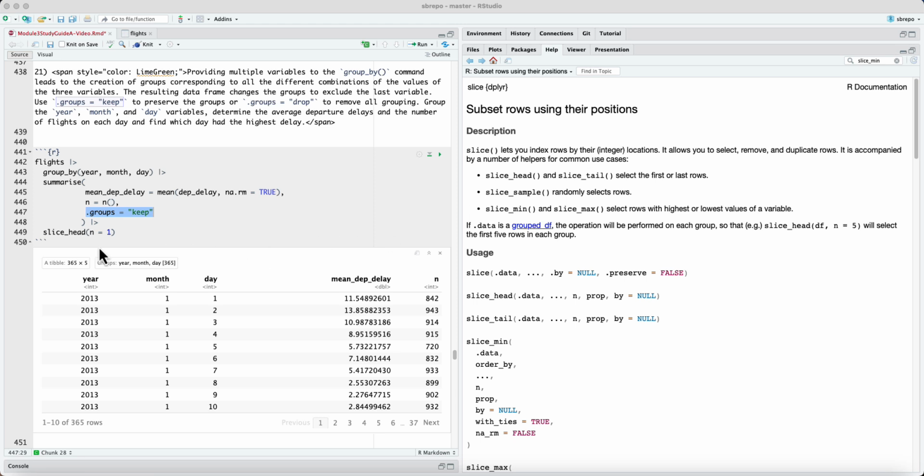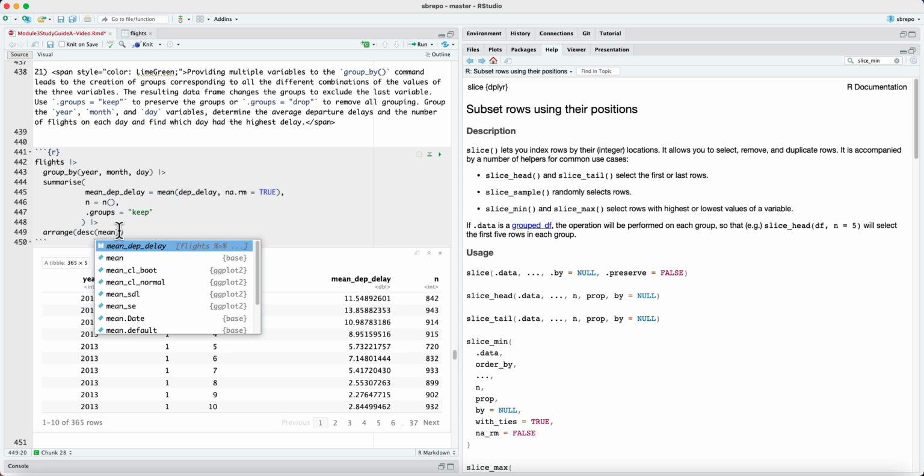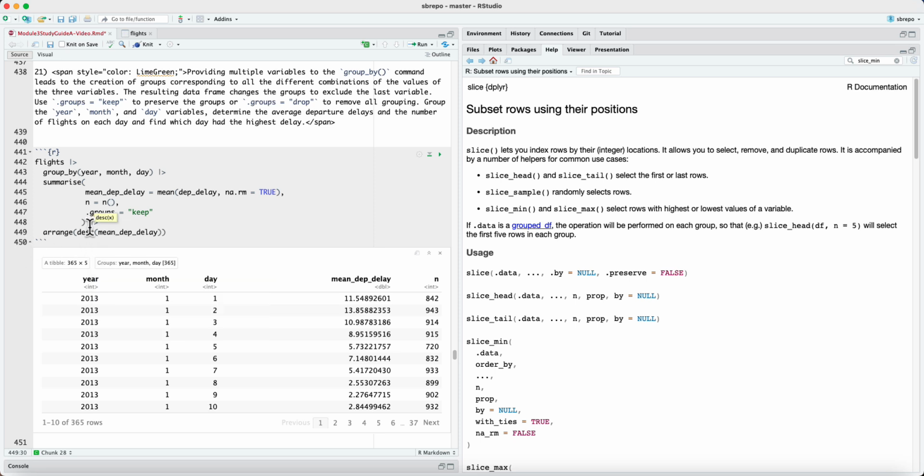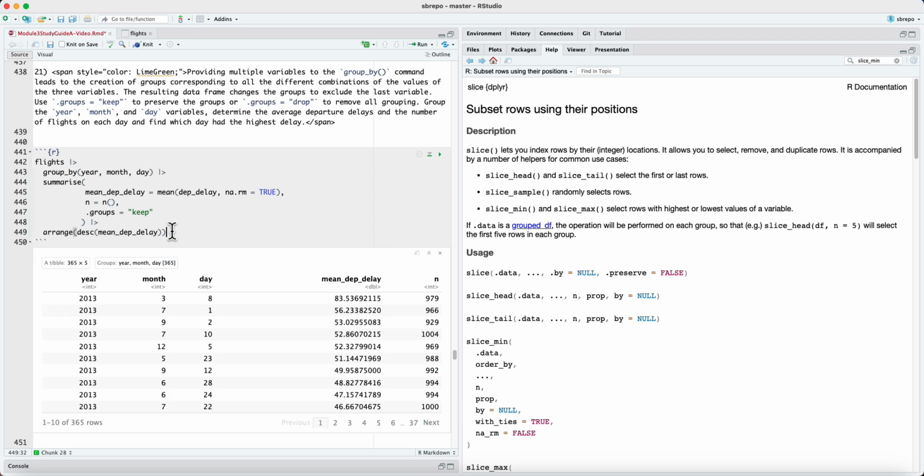Now, one interesting thing we could do at this point is try and determine, out of these 365 days, which day had the longest mean delay. So which day was the worst for flight delays. And since we already have the mean departure delay for each day, all we need to do is arrange it, sort it in descending order. So we are taking this tibble, which is the output of summarize, and then using arrange to sort it in descending order of mean departure delay. And therefore the first row of this sorted, arranged tibble would be the day with the longest mean delay.